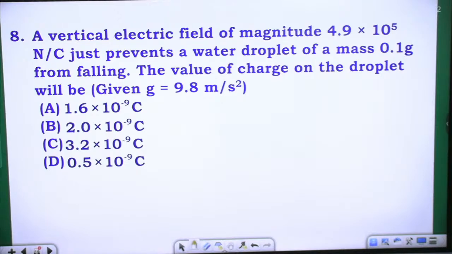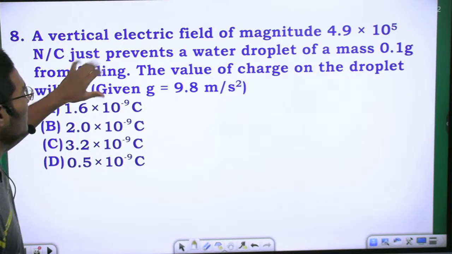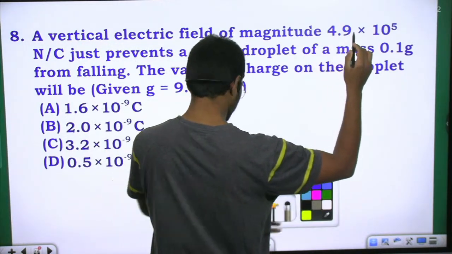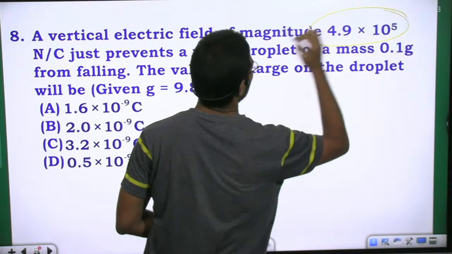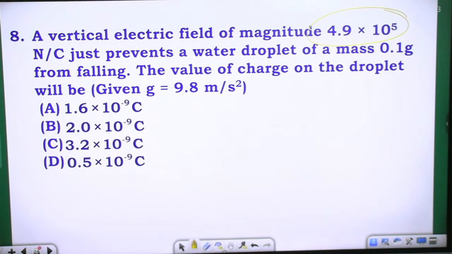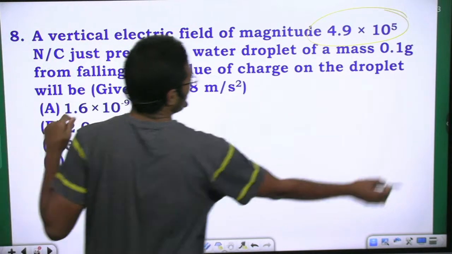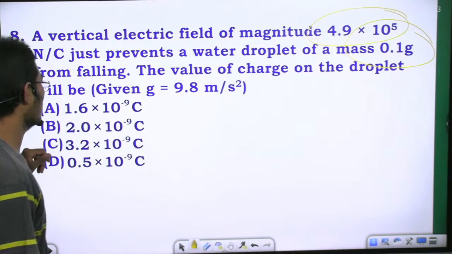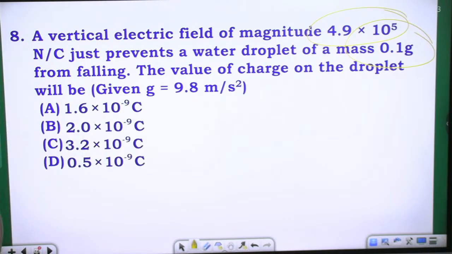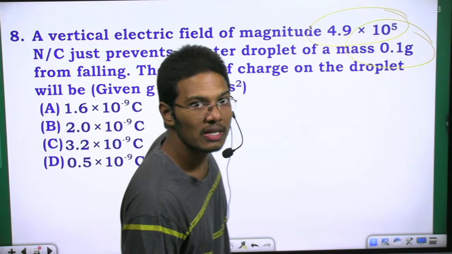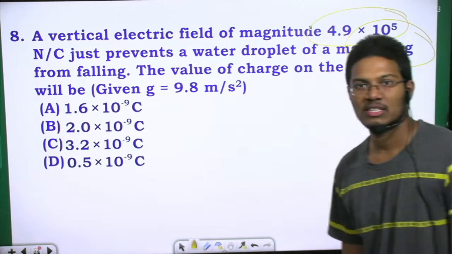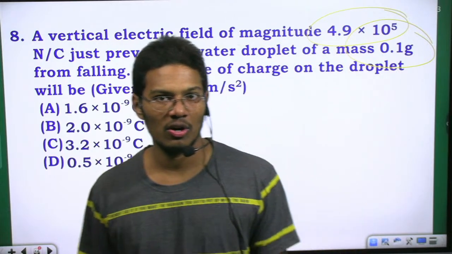So the question says that a vertical electric field of magnitude 4.9 into 10 power 5 Newton per Coulomb just prevents a water droplet of mass 0.1 grams from falling. The value of charge on the droplet will be given. See, where can you find this? This is Millikan's oil drop experiment. We can find this kind of data or process in the Millikan oil drop experiment, okay?